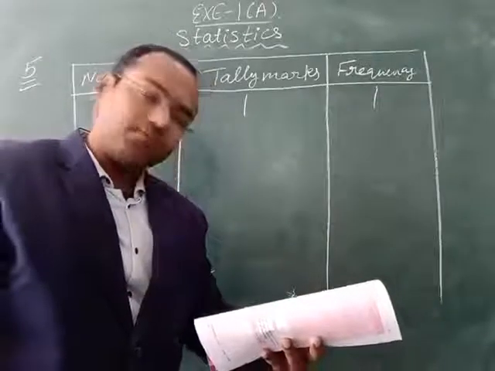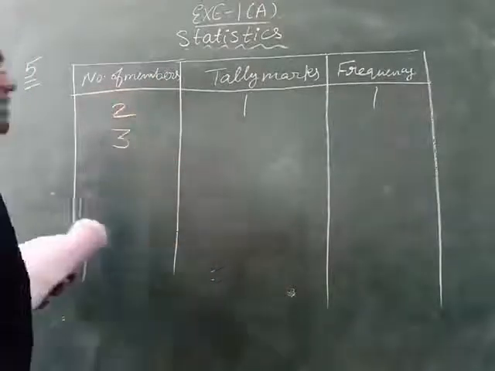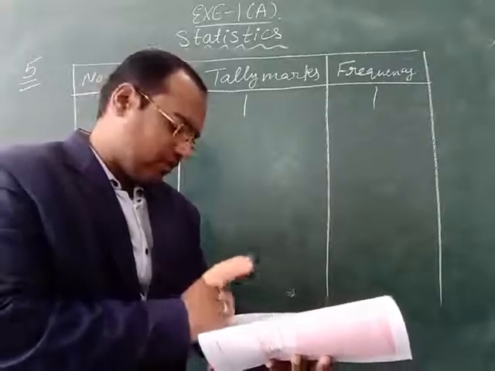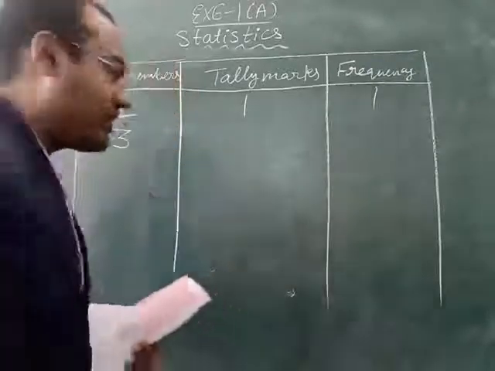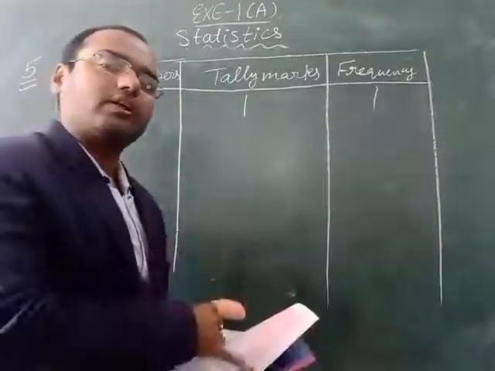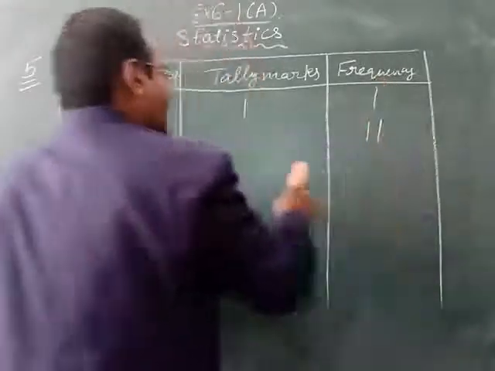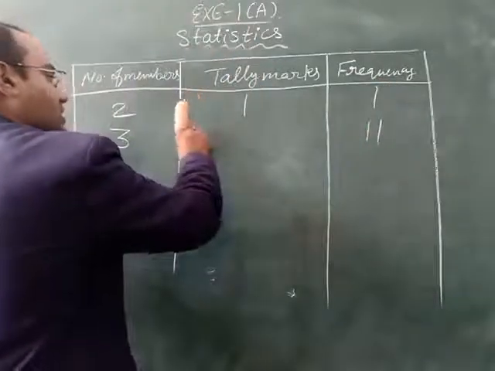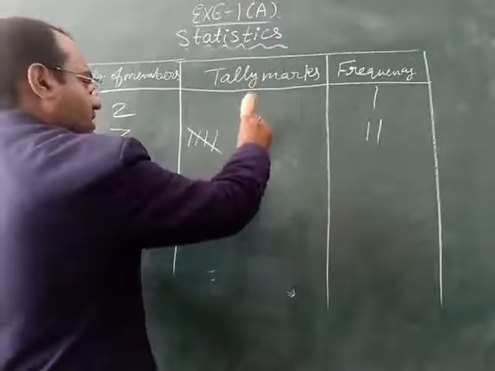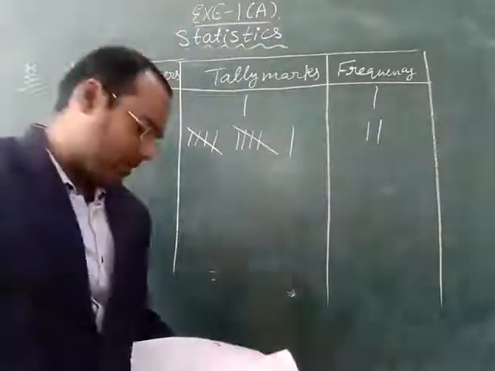The next value after 2 is 3. So the next number of members value will be 3. Now we will count how many times this 3 is coming in the question. When we count 3, it comes 11 times. So here we will write frequency 11, and here we have to draw the tally mark. 1, 2, 3, 4, 5 cut, 6, 7, 8, 9, 10 cut, and the last one will be 11. So this is the tally mark.